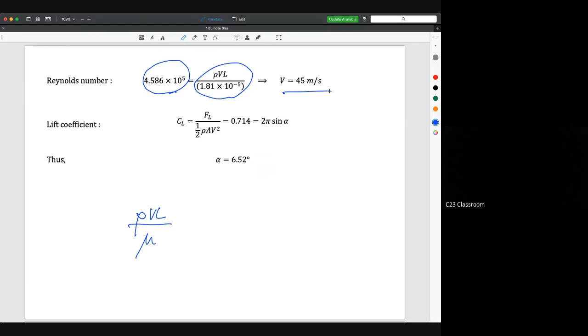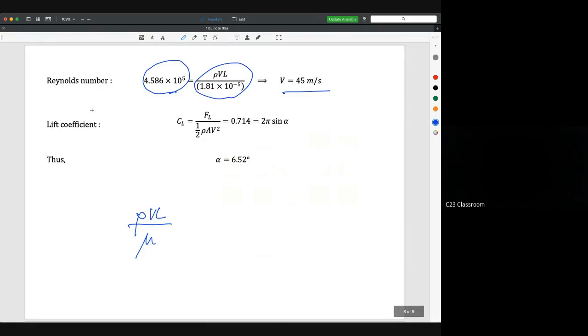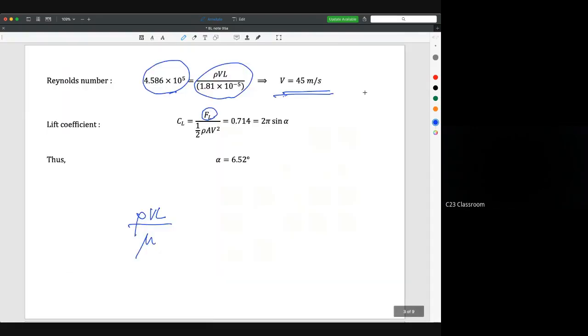Then from the question, CL, the coefficient of lift, is equal to 2 pi sine alpha. Another equation for CL can be written as FL over 1 over 2 rho A V squared. We know the value of V is 45 meters per second, and we know the lift force from the question, which is 60 Newton. Then we can calculate the value of alpha, which is equal to 6.52 degrees.